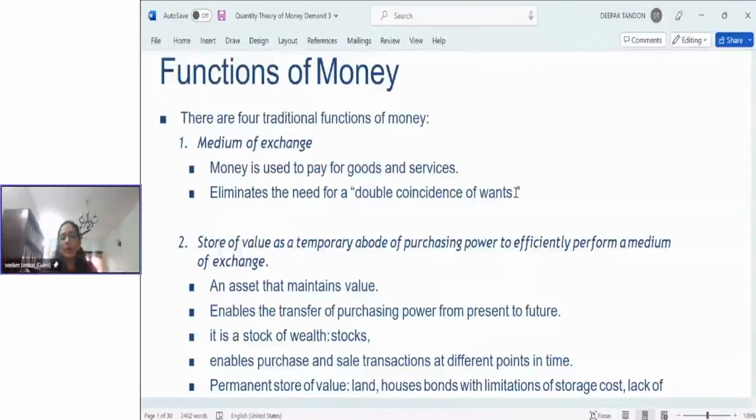Number 2, store of value. Store of value means it is an asset, no? It can be an asset for you people. So you can keep it with yourself and you can take care of your future contingency. You can think about my health in future. I want to safeguard my health. I want to buy something in future. So you can have a store of value of money. So that is the second. So the 2 core values of money are medium of exchange and store of value, that you should understand.